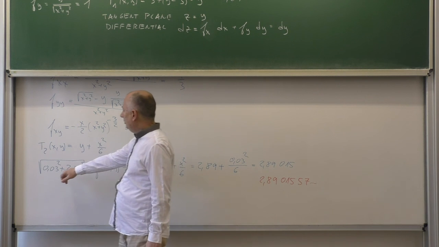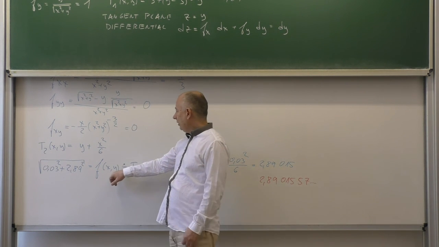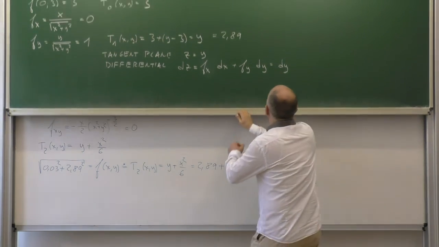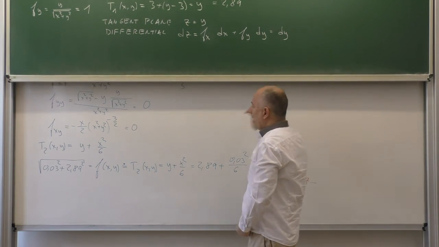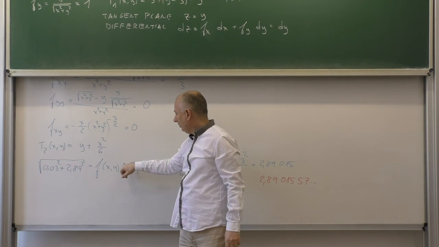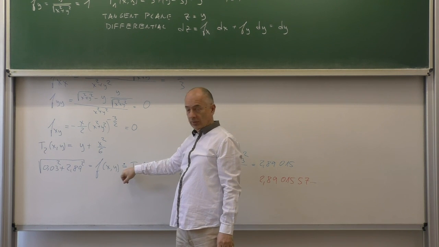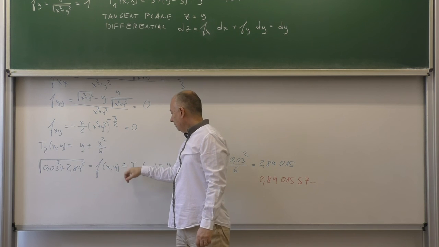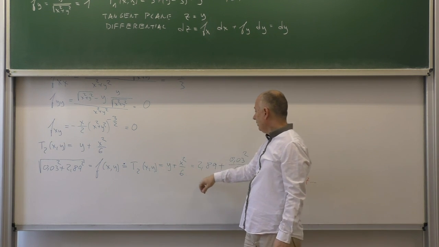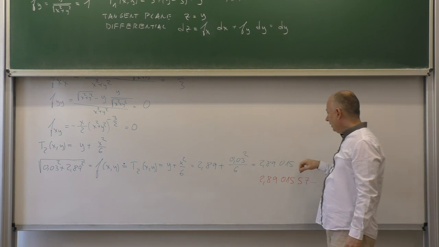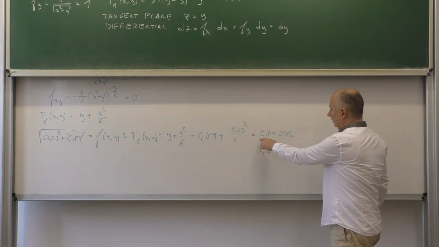And then we can approximate this value, which is equal to the function value at x, y, where x, y are these numbers. And f is approximately equal, this dot is important, this is just an approximation. f is approximately equal to T2. And T2 is exactly equal to this, and when evaluated, we get this blue number, 2.89015. And this is done.